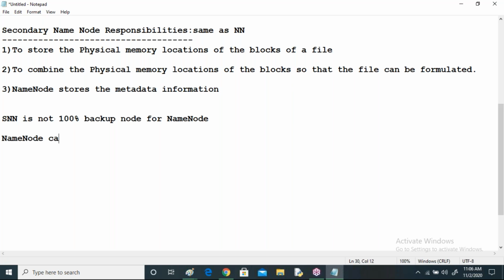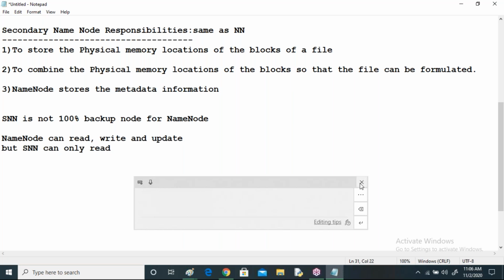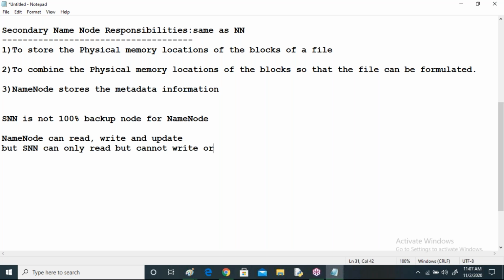privileges. Name node can read, write, and update, but secondary name node can only read. It cannot write or update.